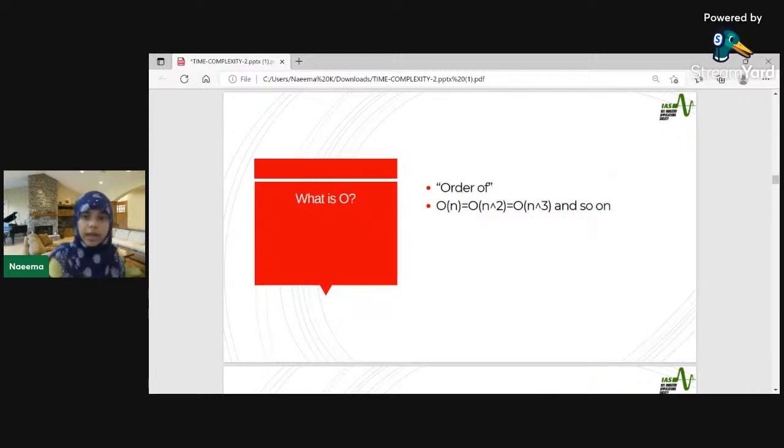Now, what exactly is big O? I've been telling you big O of 1 and big O of n. So, what exactly is big O? In DSA, in data structures and algorithms, big O is simply called order of. But mathematically, big O of n is equal to big O of n square. It can also be big O of n cube, and it can also be big O of n power 4, and so on. I will prove this to you in a while.